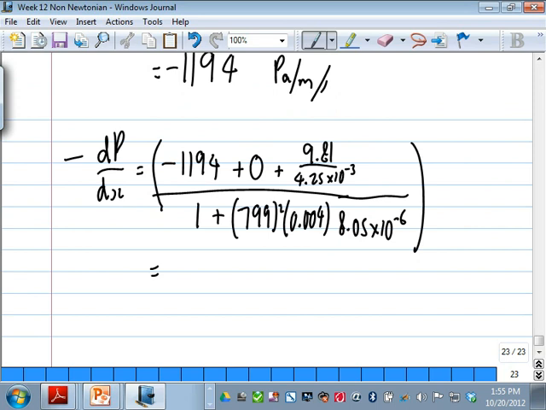So this problem, if you want to do a check, you can. The problem done in the text, in the notes, is exactly the same, just the numbers are different. Alright?